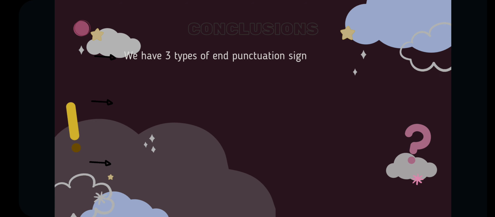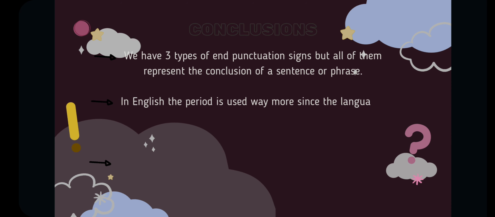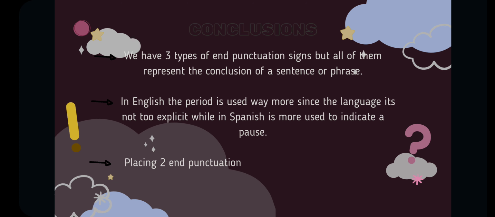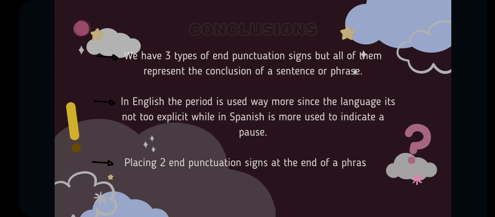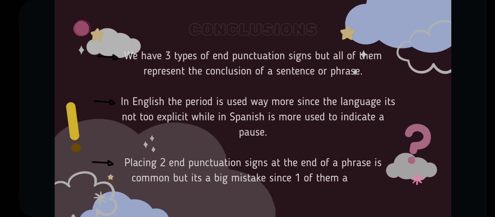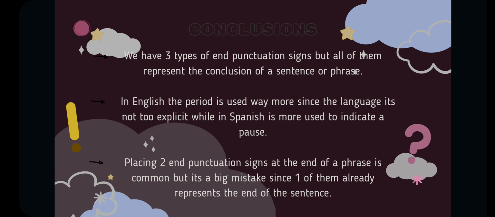Okay, we have three different conclusions here. The first one is that we have three types of end punctuation signs, but all of them represent the conclusion of a sentence or a phrase. The second one is that in English, the period is used way more since the language is not too explicit, while in Spanish, it's more used to represent a pause. The last but not least, placing two end punctuation signs at the end of a phrase is really common, but it's a big mistake since one of them already represents the end of a sentence or a phrase.